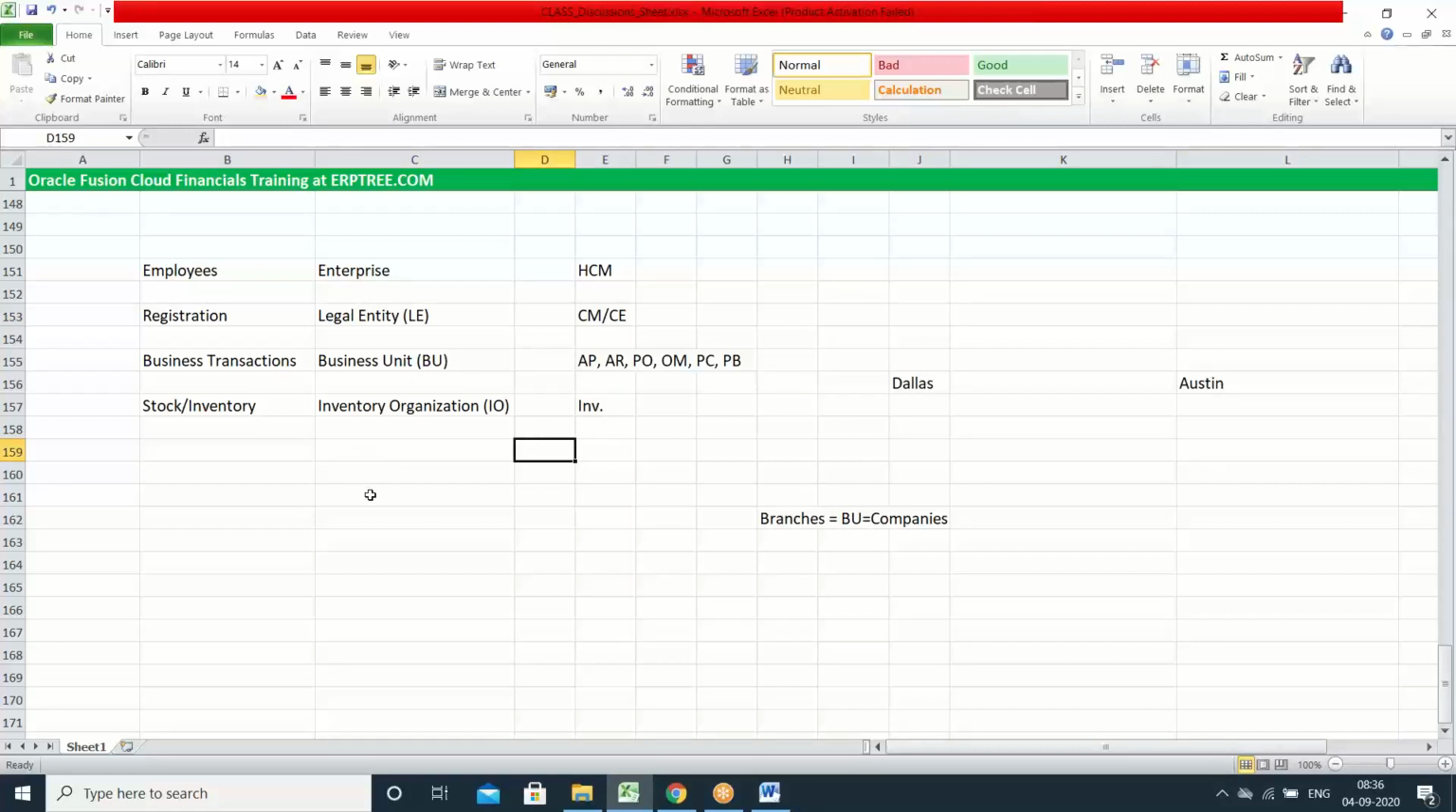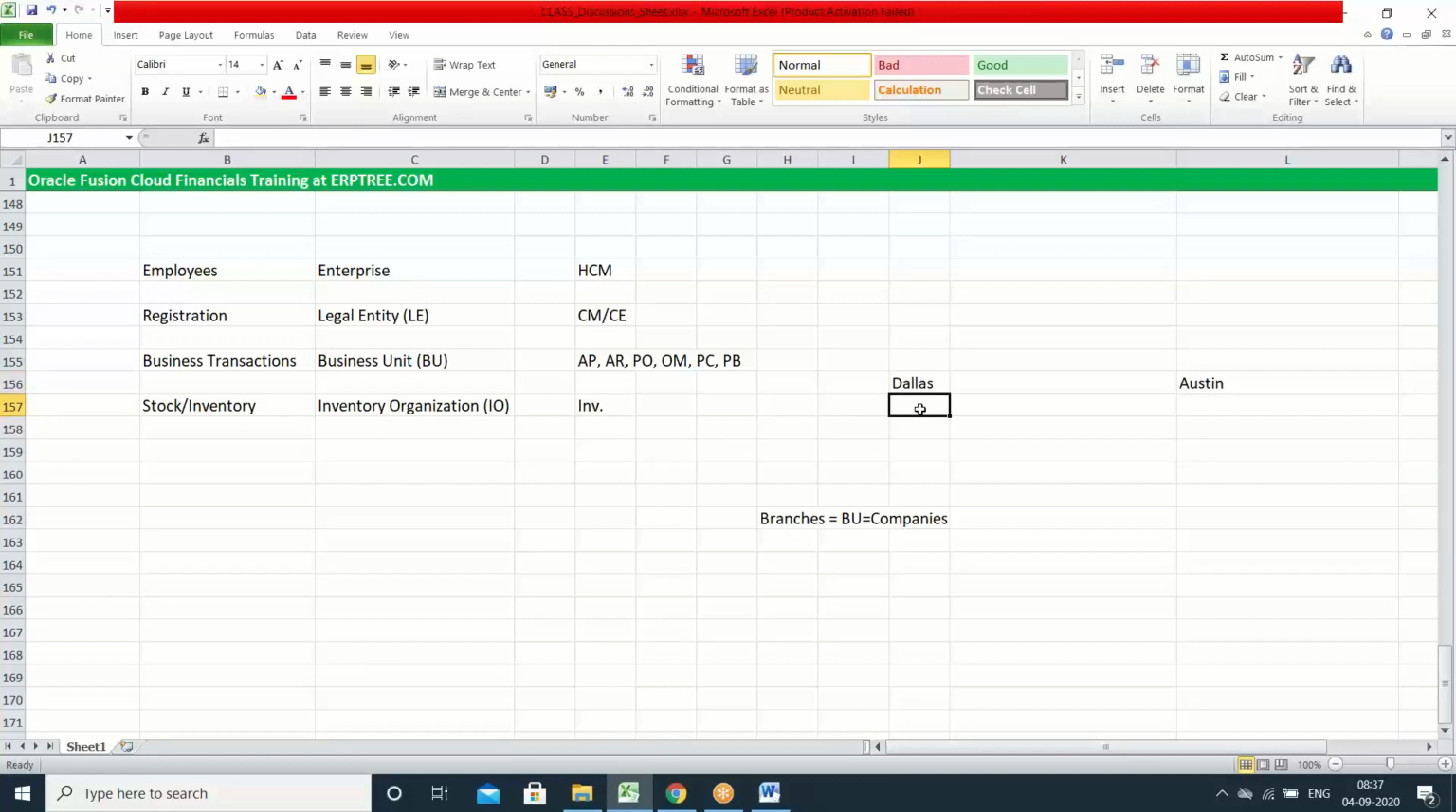Is other submodules like purchasing, receivables, payables, will they have their own units, or is it all one business unit? Then one business unit, one branch only, whatever activities they are doing, accordingly they'll have a specific application. Okay, so at purchasing level they cannot have multiple units, right? That's how it is in Fusion. Multiple units they can have.